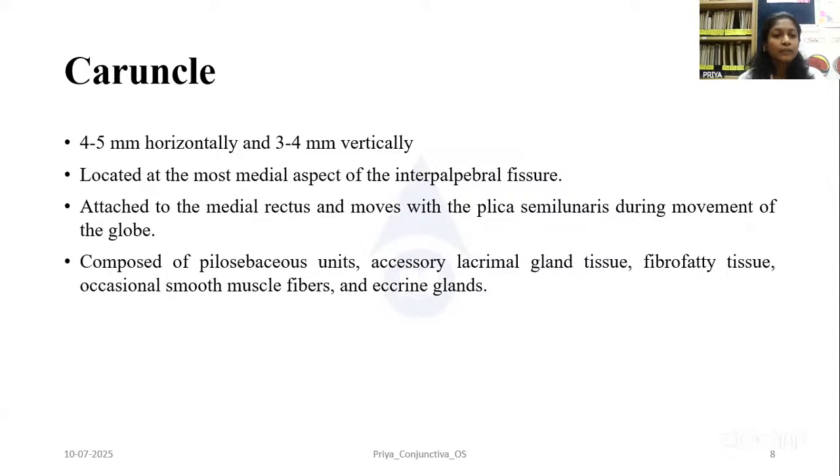Caruncle: 4 mm horizontally and 3 to 4 mm vertically, located at the most medial aspect of the intrapalpebral aperture, attached to the medial rectus and moves with the plica semilunaris during movement of the globe. It is composed of accessory lacrimal gland tissue, fibroblasts, some smooth muscle fibers, and sebaceous glands.